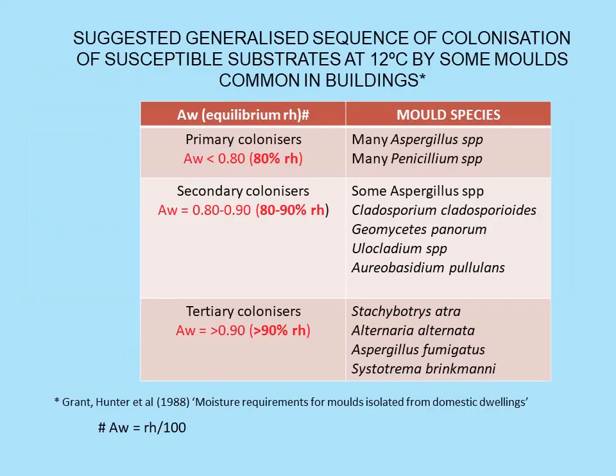And this is the sequence of colonisation of susceptible substrates. Primary colonisers, 80% RH, don't need condensation, as indeed nor do secondary colonisers and tertiary colonisers. The primary and secondary colonisers can initiate and develop without surface condensation.